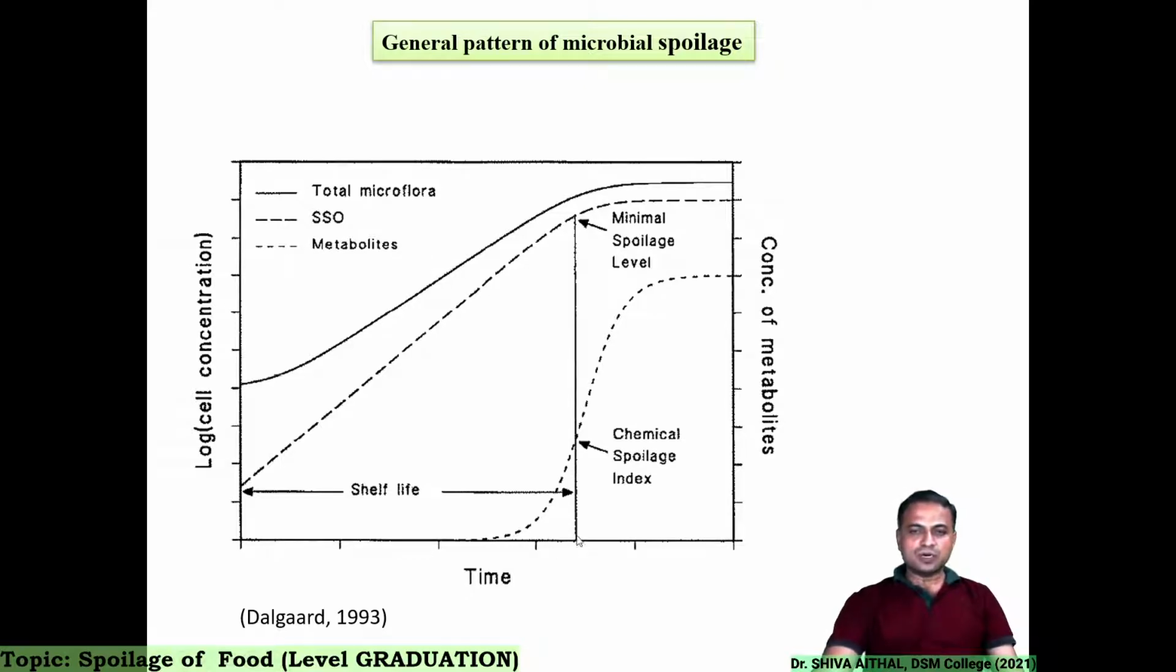Above this particular time the small dotted lines increase, that is the metabolites increase, because you can see the total microflora also increases. What this graph, the general pattern of microbial spoilage, tells you is that the log number of cells after a particular period of time is what is called the shelf life.